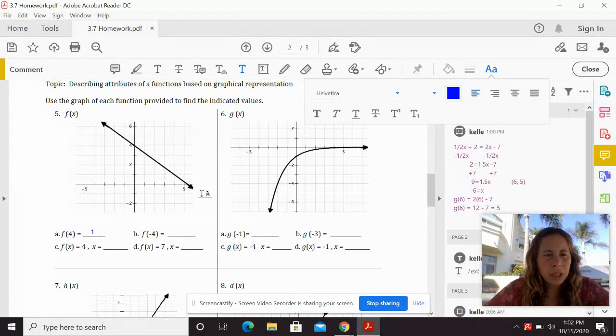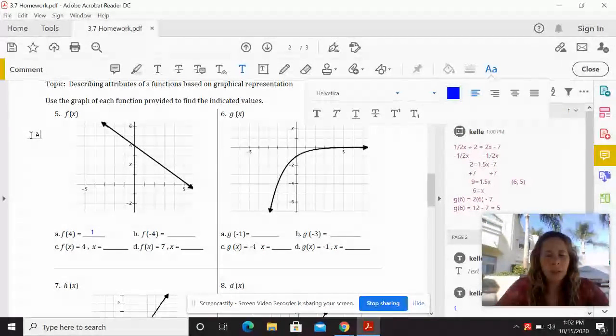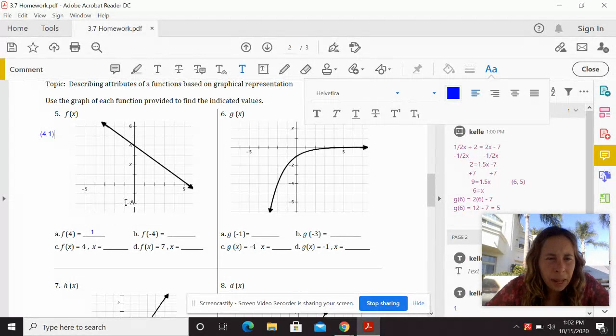So there are a couple ways you can figure out the slope. You can figure out the slope by looking at the graph. We have a point here, 4, 1, right? X equals 4, y equals 1. So there's one point, 4, comma 1. The other point that we have is 0, 4.